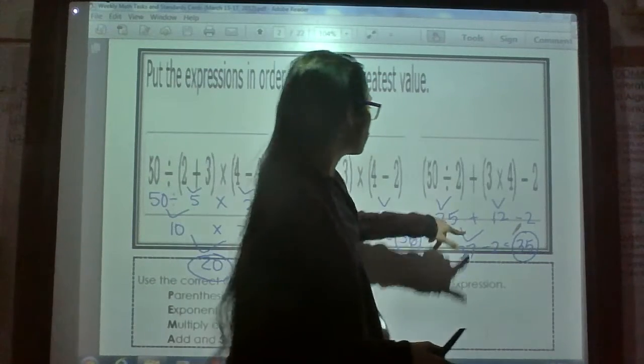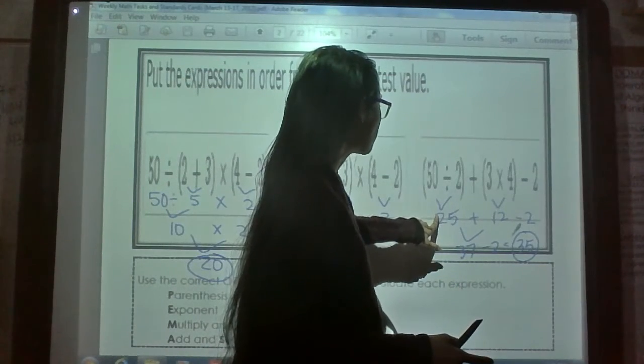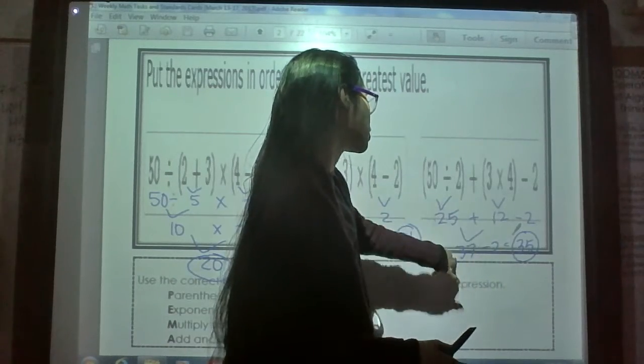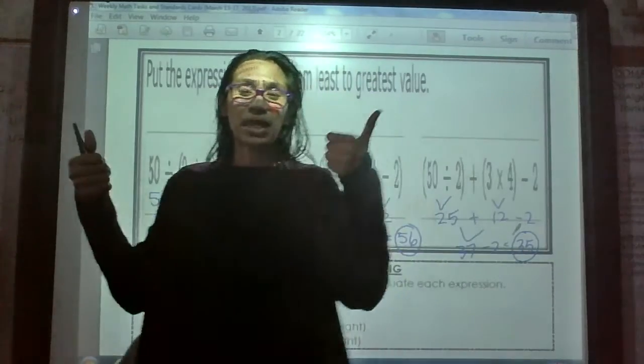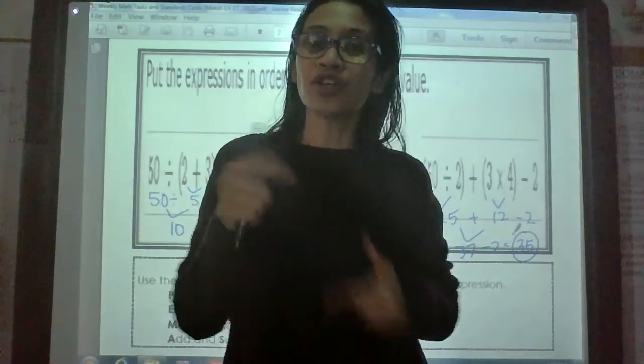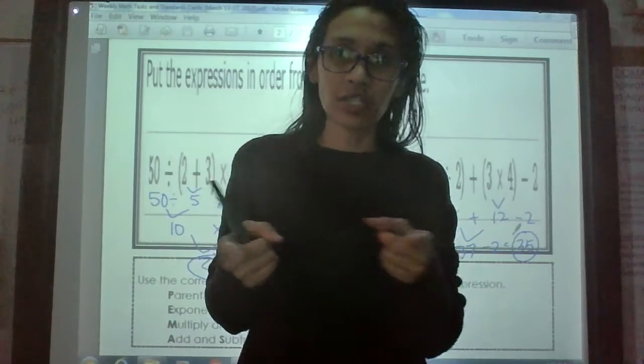The last one, 50 divided by 2 is 25. 3 times 4, that's 12. 25 plus 12 is 37. Minus 2 is 35. Bam. So always double check your work. You can use your mind again or use a calculator to make sure you calculated it properly.